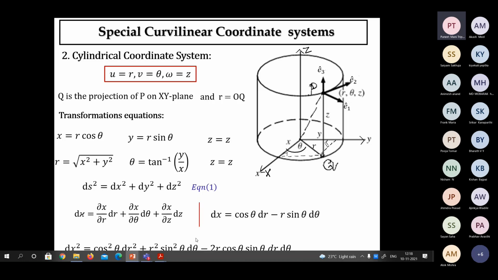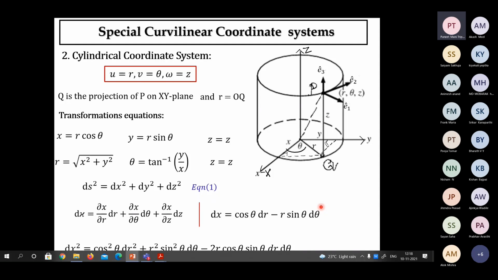Yes, very good. I think I made a mistake here. This square is missing here. Control L. Yes, I have missed the square part. Please correct it. This is a square. Everyone got this?